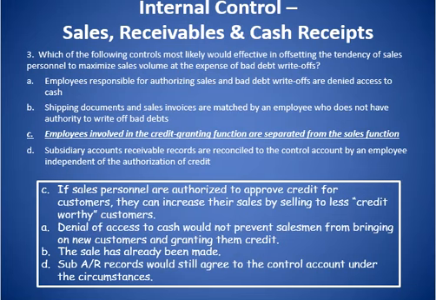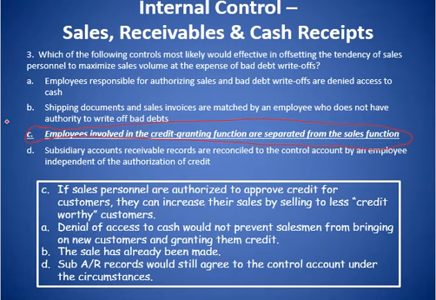Okay, the answer to number three. Which of the following controls most likely would be effective in offsetting the tendency of sales personnel to maximize sales volume at the expense of bad debts write-off? And the answer in this case would be C. Employees involved in the credit granting function are segregated from the sales function. And again, if sales personnel are authorized to approve credit for customers, they can increase their sales by simply selling to less creditworthy customers. And since they can approve that, they don't care about the write-offs.